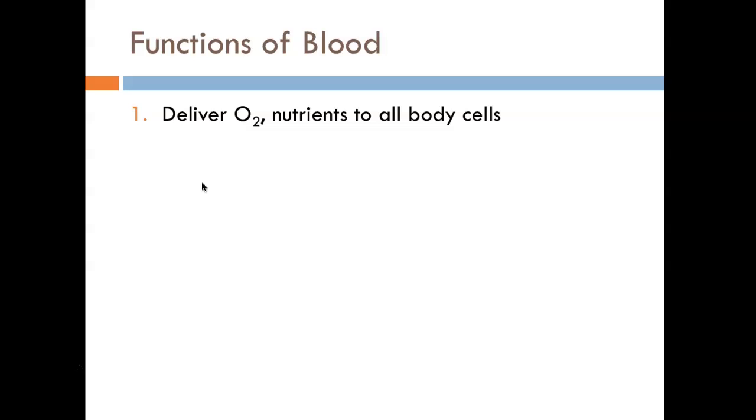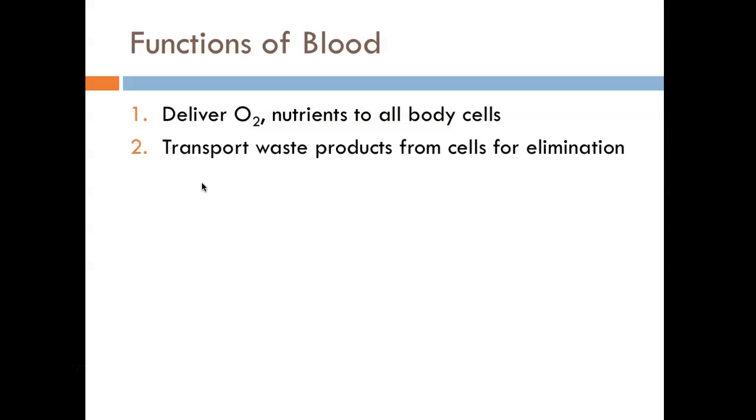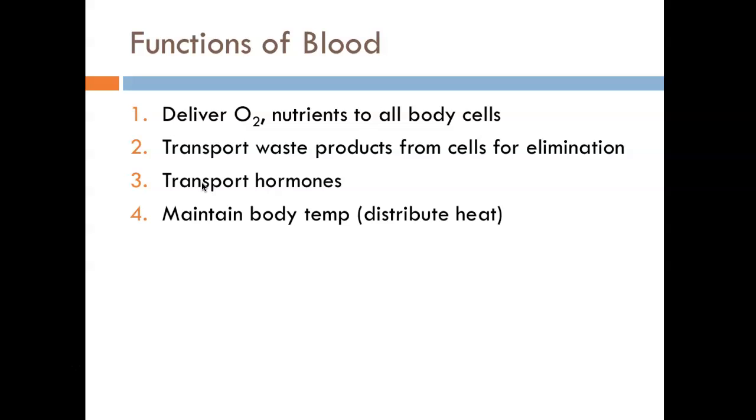Right, so these are all of the functions of blood: to deliver oxygen and nutrients, transport waste, transport hormones, and not just sex hormones. A hormone is any chemical signal that travels basically from a gland to a target site. So any chemical signal that travels in the blood is considered a hormone.